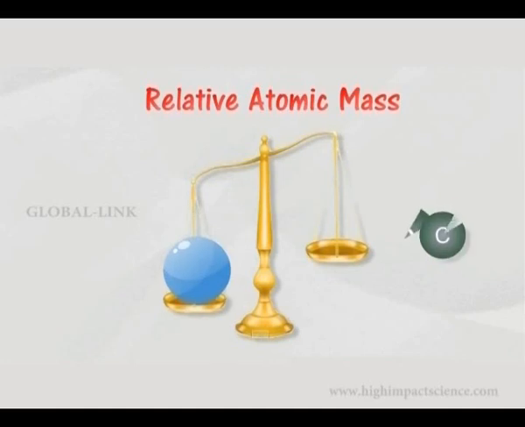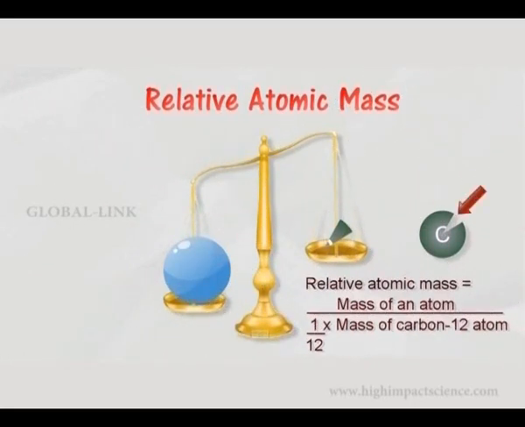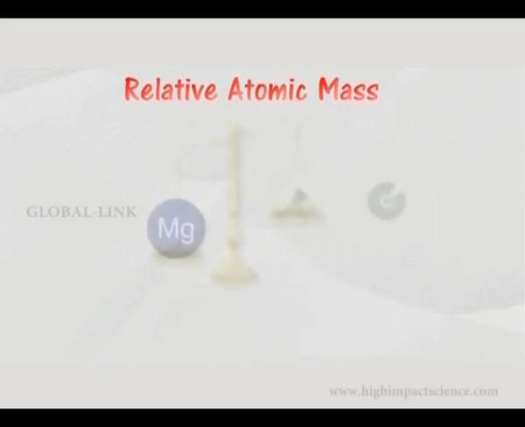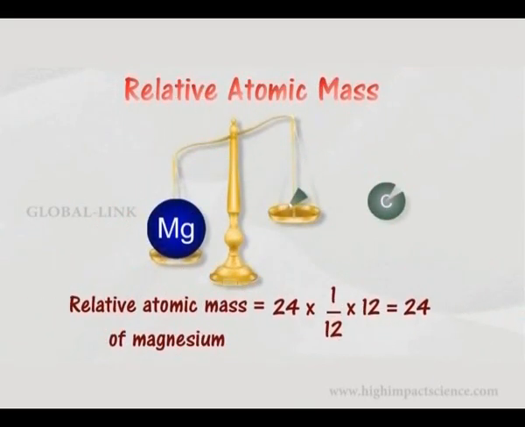Relative atomic mass of an element is the number of times the mass of the atom is greater than 1/12 the mass of a carbon-12 atom. The relative atomic mass of a carbon-12 atom is 12. For example, a magnesium atom is 24 times greater than 1/12 the mass of a carbon-12 atom. Then, the relative atomic mass of magnesium is 24. Relative atomic mass is a ratio of two quantities and therefore has no units.